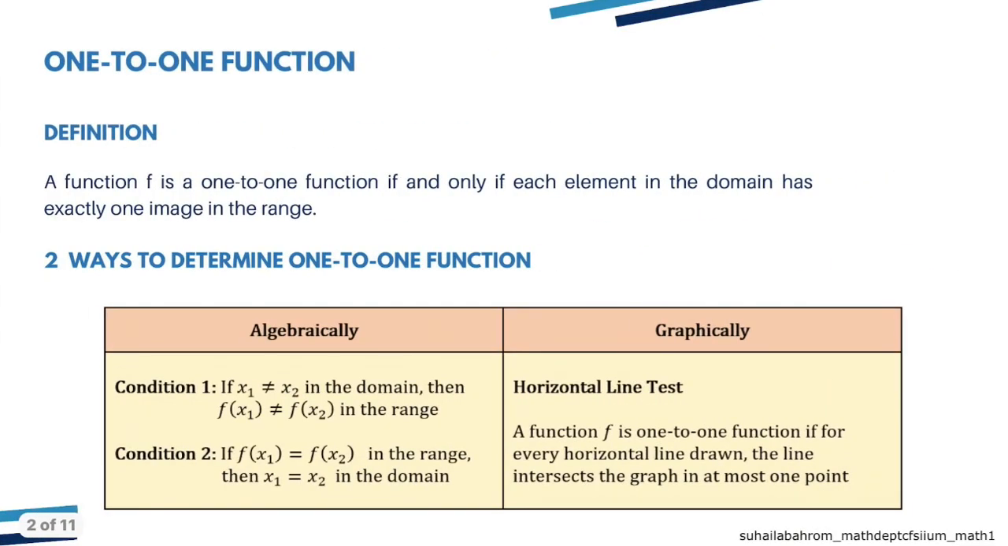In this video, I will proceed with the last subtopic for chapter 2, which is one-to-one function and their inverse. One-to-one function: a function f is a one-to-one function if and only if each element in the domain has exactly one image in the range.